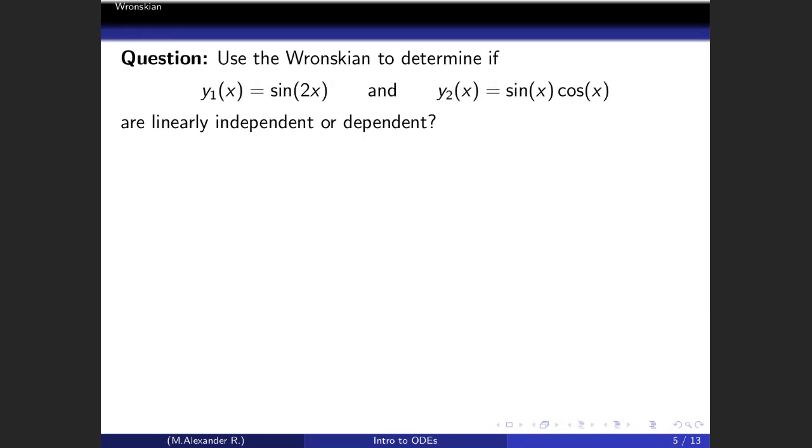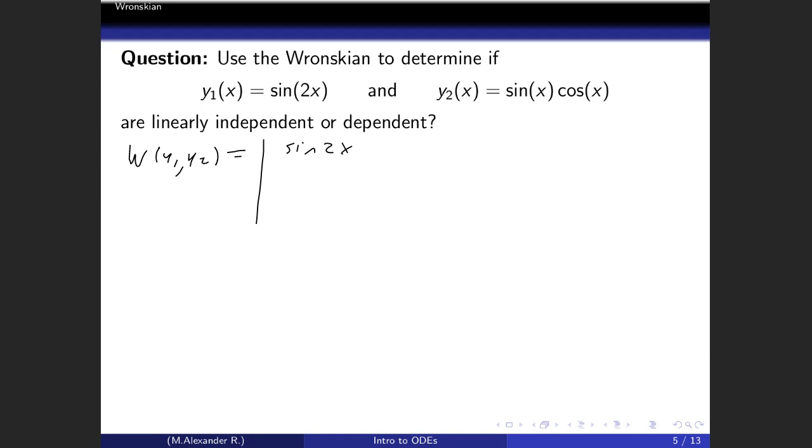Okay, so we actually did this example in the previous video. We already showed that these are linearly dependent. But now suppose that you want to calculate the Wronskian for this one. So what would you have to do? The Wronskian of y1, y2. First you have to plug in the function sine 2x, and then also your function sine x cosine x.